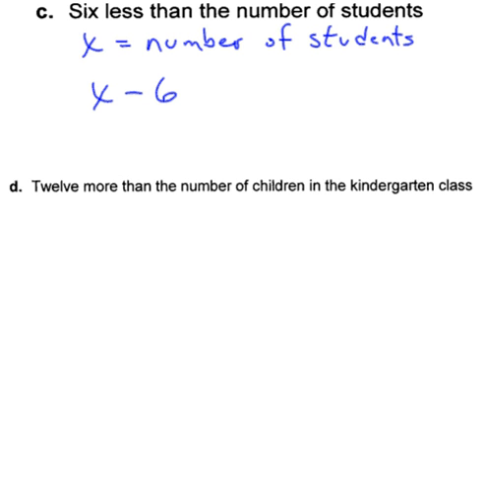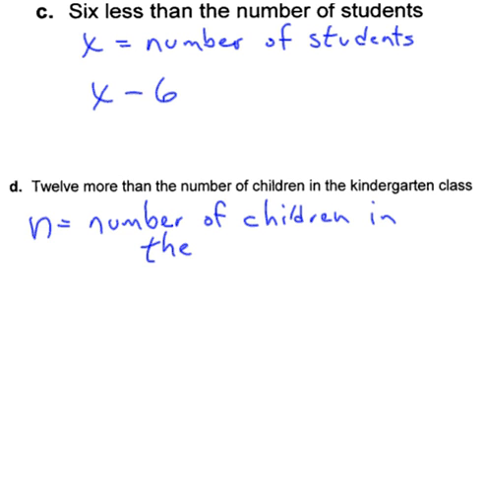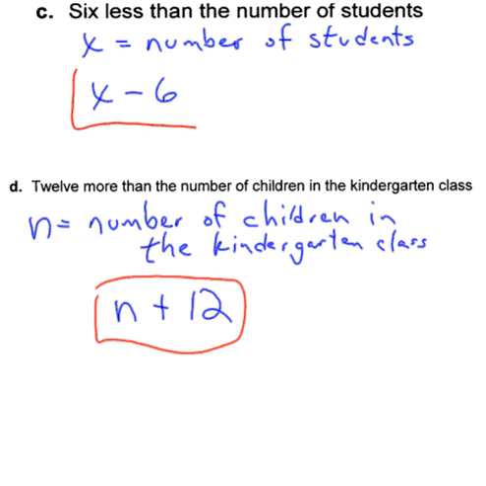This next one says 12 more than the number of children in the kindergarten class. So I'm going to say n is the number of children in the kindergarten class. And then 12 more than the number of children in the kindergarten class is going to be n plus 12. So these are our two expressions for these two examples.